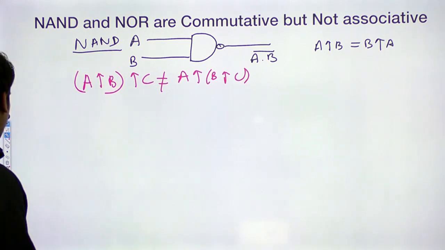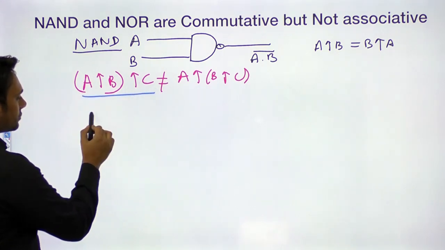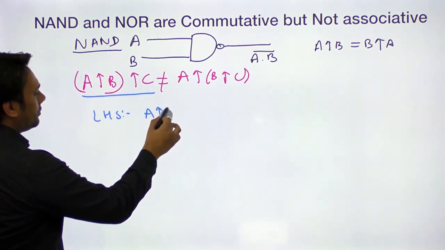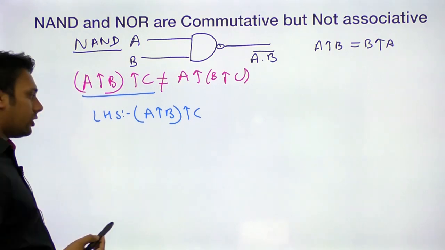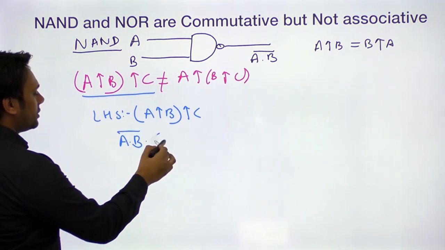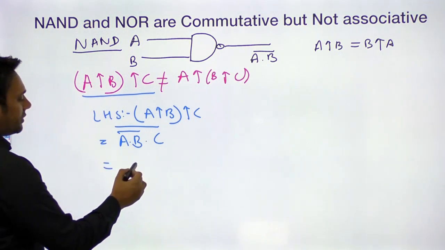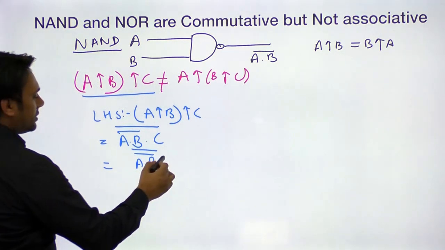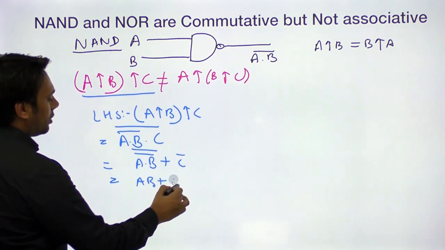Let me prove it. So here let us take the left hand side. Left hand side says we have (A NAND B) NAND C. So let us convert this with the help of an AND gate and the NOT operator. So this will become (A dot B complement) dot C, whole complementation. And you can apply De Morgan's law on this. If you apply De Morgan's law, it will be (A dot B) complement complement plus C complement, which is equal to AB plus C complementation.